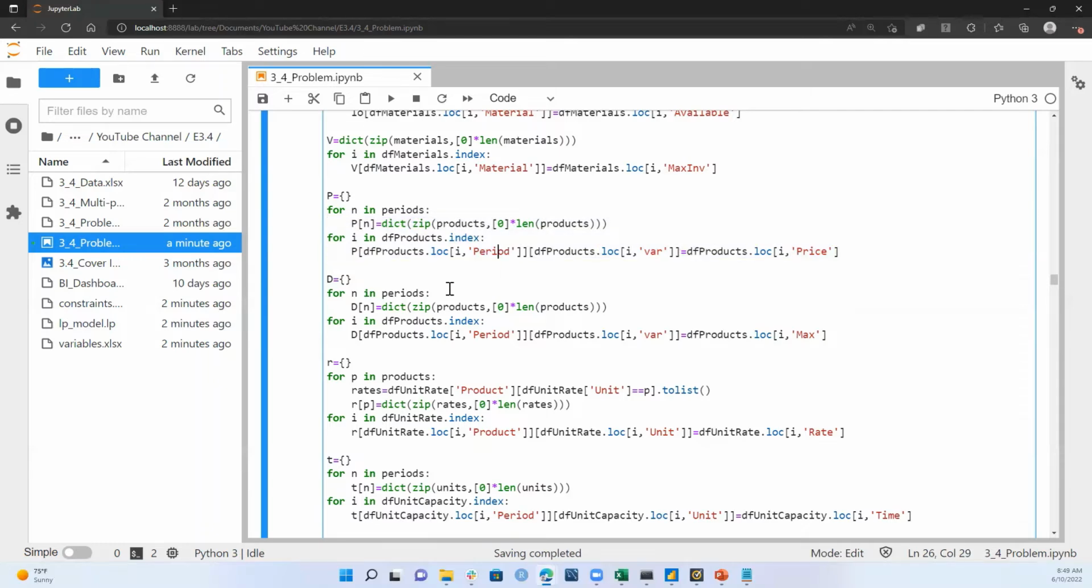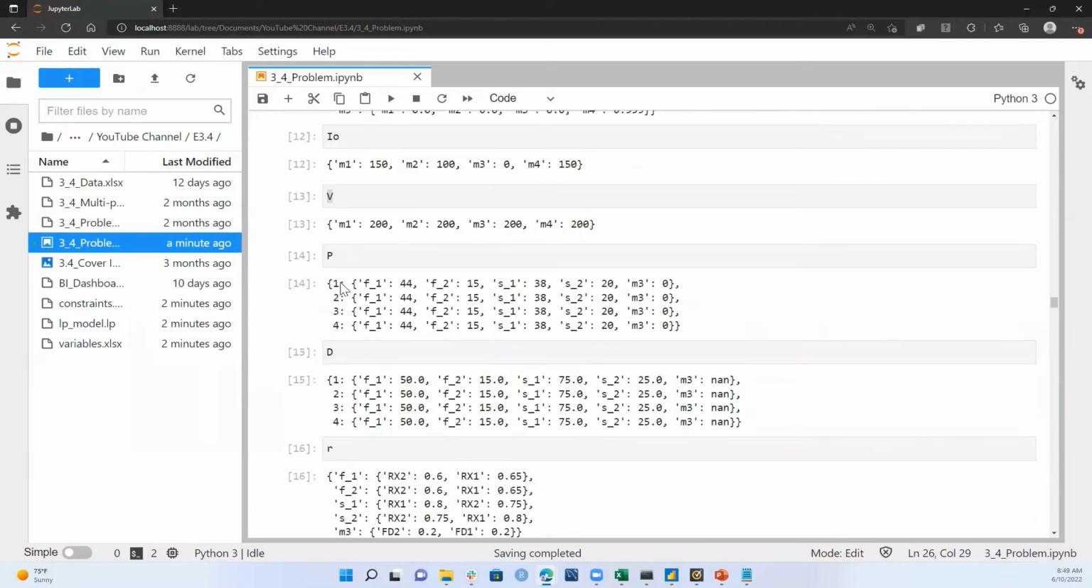So that ends up looking like this. Periods 1, 2, 3, 4 is the primary or first level key. And then second nested keys are the specific products in that period and the price of those products in that period.